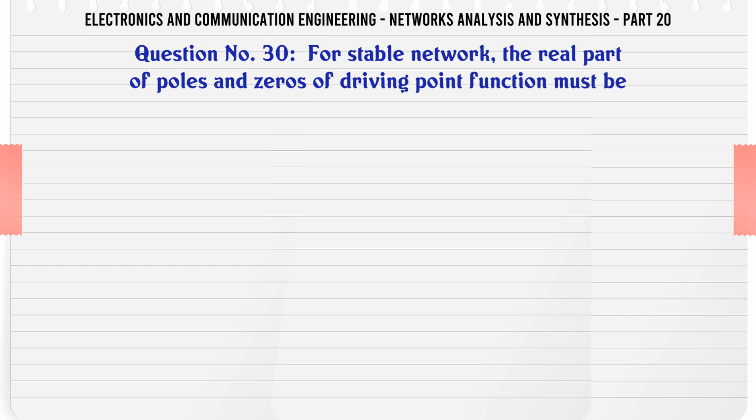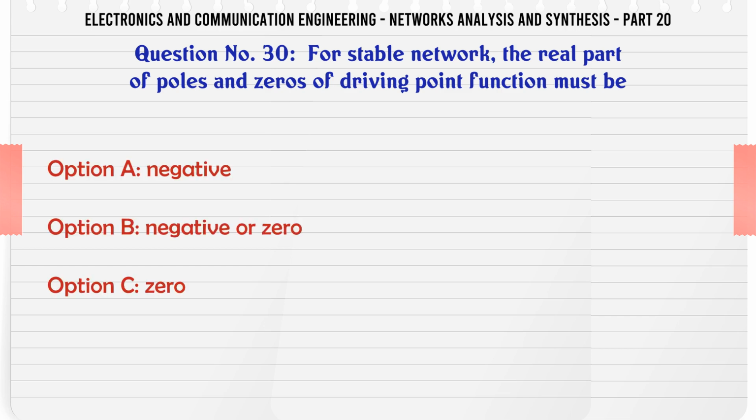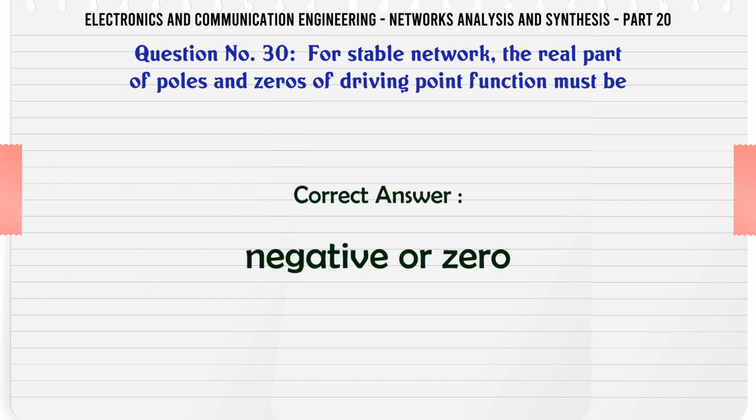For a stable network, the real part of poles and zeros of driving point function must be A. Negative, B. Negative or 0, C. 0, D. Positive. The correct answer is negative or 0.